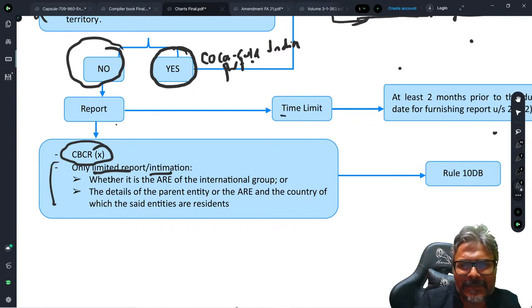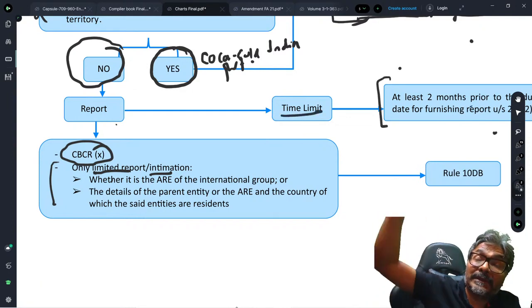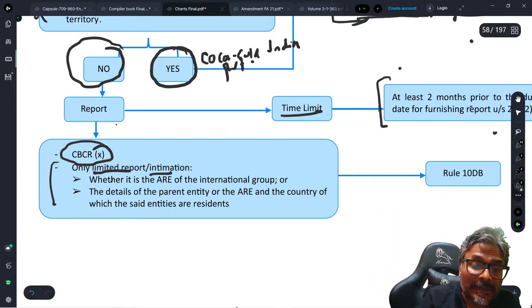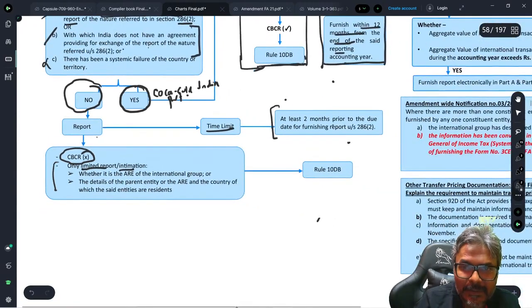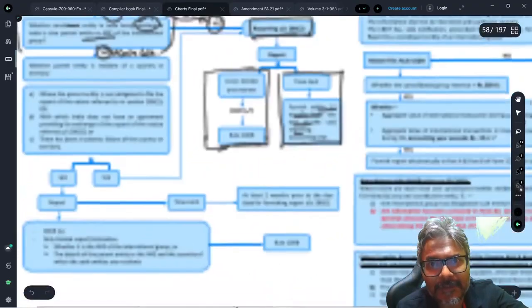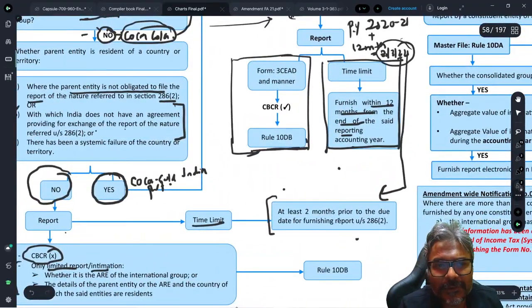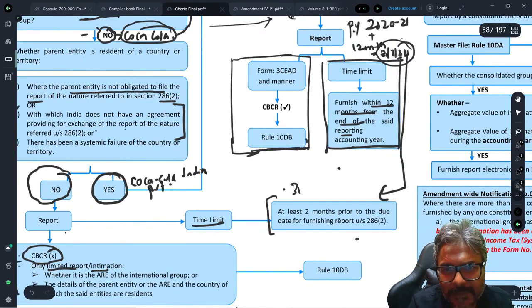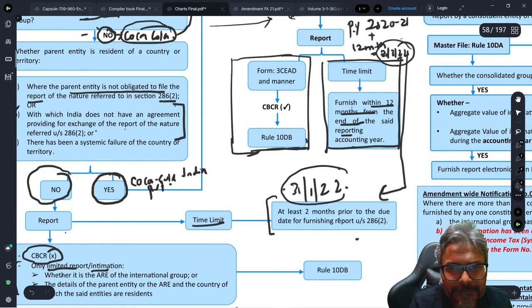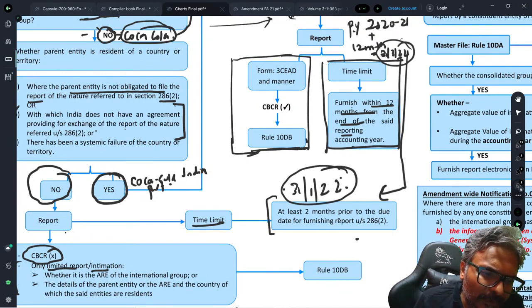And the time limit, it has to be filed 2 months before the time limit to file the CBCR. So in the above case, students, the time limit to file the CBCR was 31st March 2022. So the 2 months prior to this will become 31st Jan 2022. This is it. No CBCR if no defaulter.